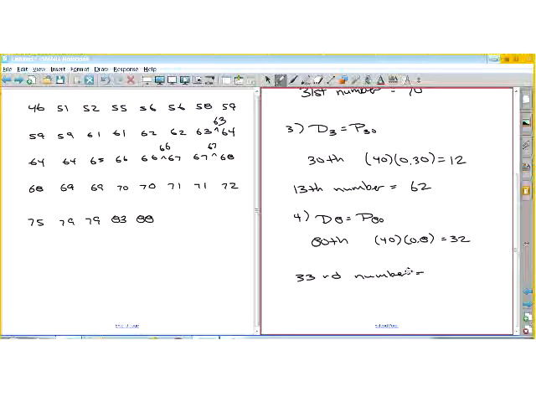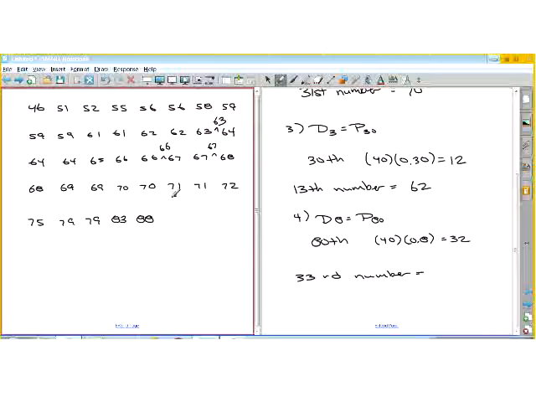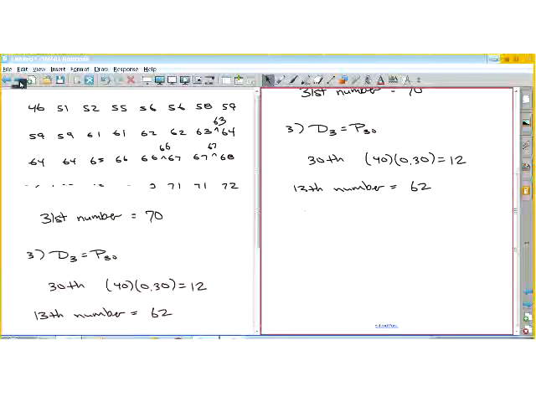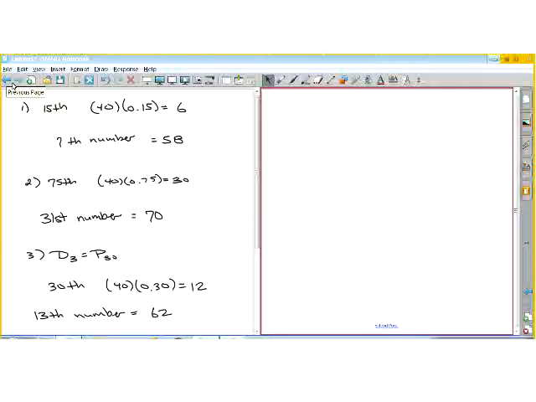So up here, this refers to the percentile, this refers to the number. So the 33rd number is, counting 1, 2, 3, up to 32. Sorry, 33, so what's the next number? So this is the 33rd, 33, 34, 35, 36, 37, 38, 39, 40. So it's the 33rd number, which is 71. Okay, so that's how you do percentiles and deciles.